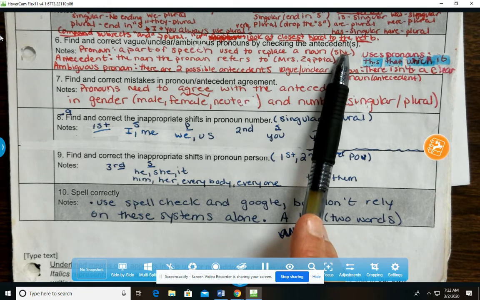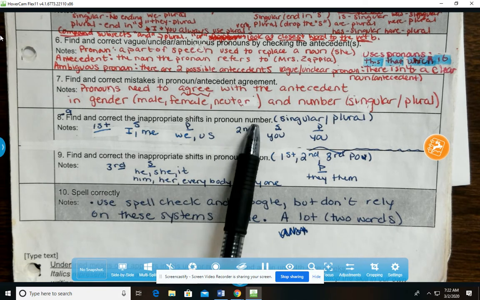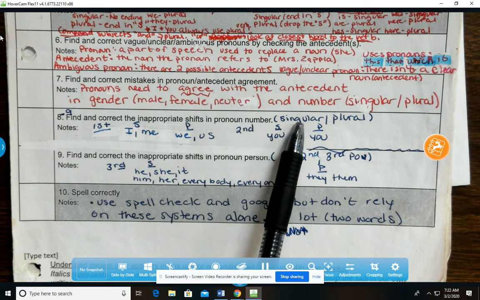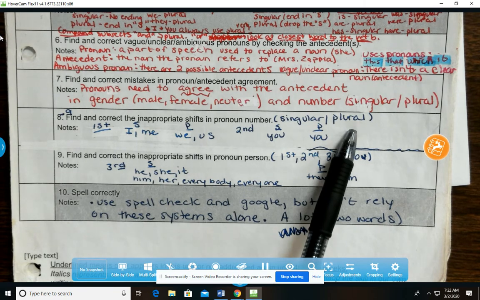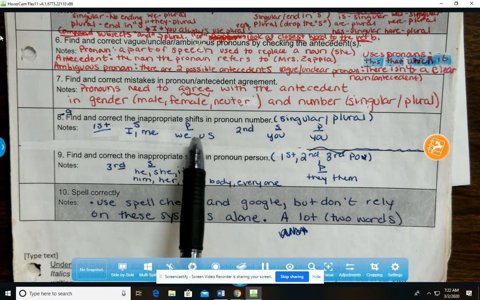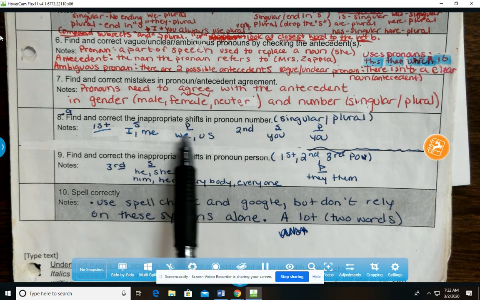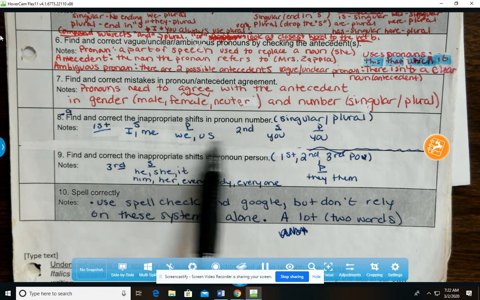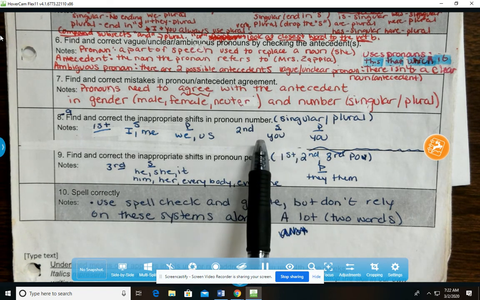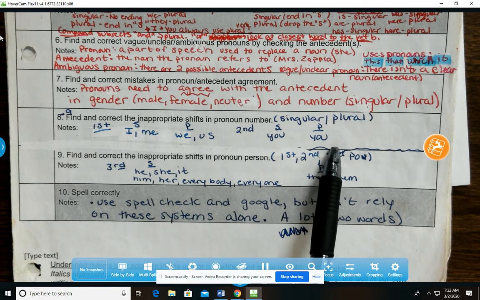So as we look at inappropriate shifts in pronoun number, number means whether the pronoun is in the singular or the plural. So pronouns that take the singular would be the pronouns I and me, and pronouns that take the plural would be we and us. That's for the first person point of view. Pronouns in the singular in the second person and the plural in the second person are the same pronoun, you.